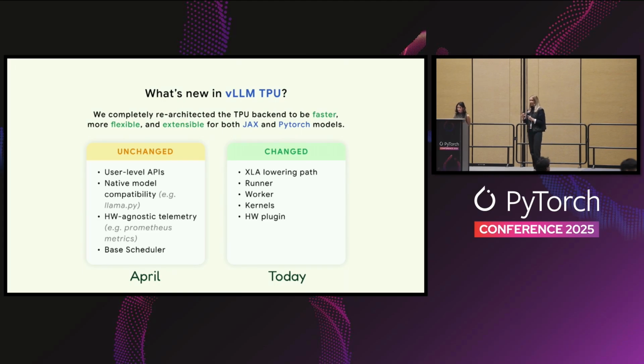So the XLA is the TPU compiler. We completely changed the XLA lowering path in vLLM for TPU. We rewrote the runner, the worker. We improved the kernels dramatically. And then we also adopted a hardware plugin design.